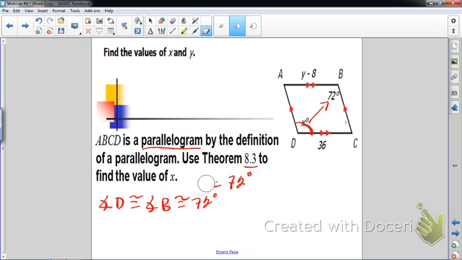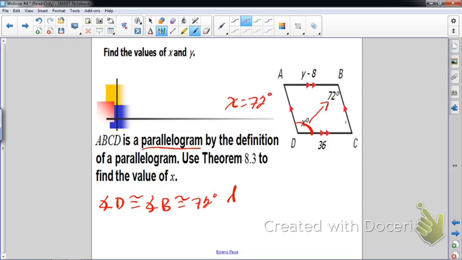Let me erase this really quick so we don't get ourselves confused, and I'll put it up here. If you understand this sentence that I'm underlining now, that's what that means. It means that opposite angles are congruent. I'm also going to now try to figure out what y is.